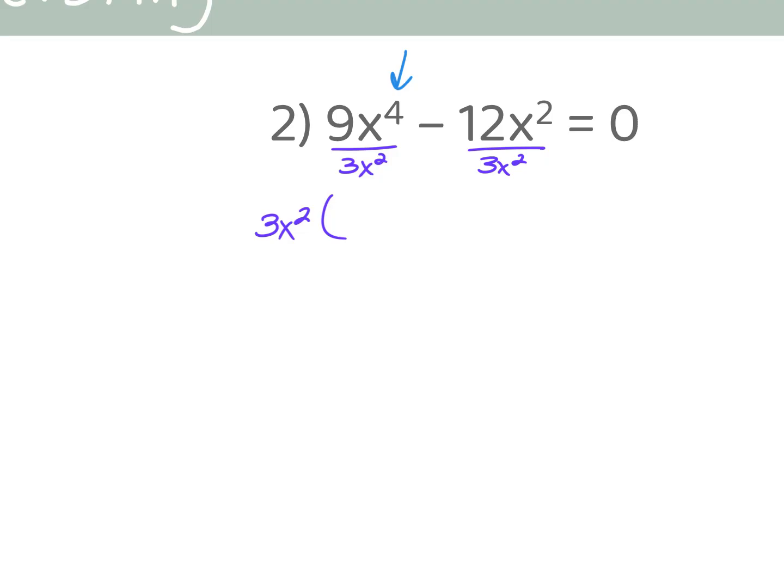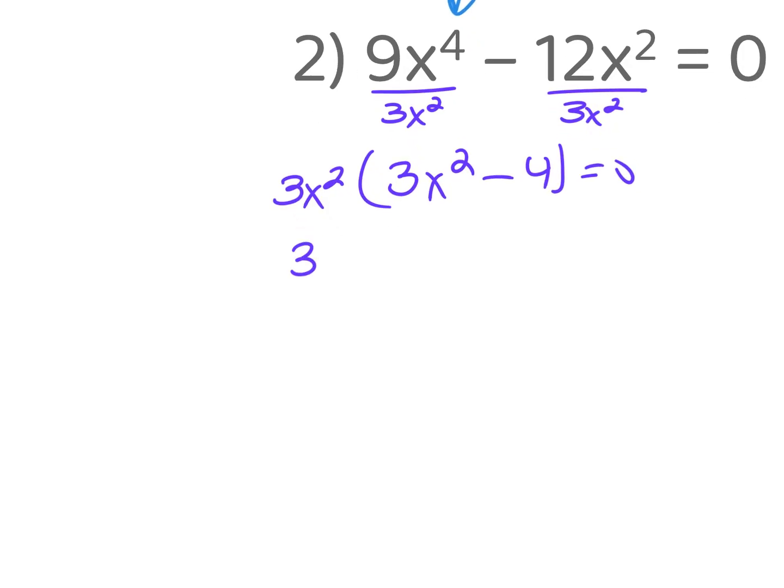Well, 9 divided by 3 is 3, so x squared minus what? Minus 4? Okay, equals 0. Can I factor anything anymore? There's nothing else I can factor. So we're going to set each piece equal to what? Equal to 0. So 3x squared minus 4 equals 0.